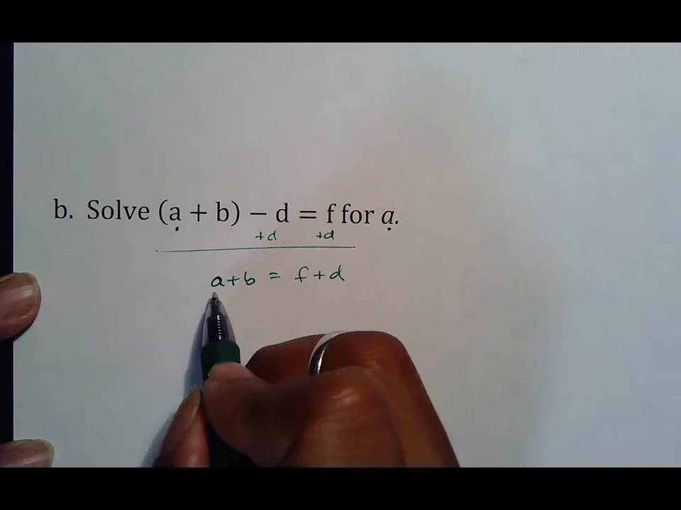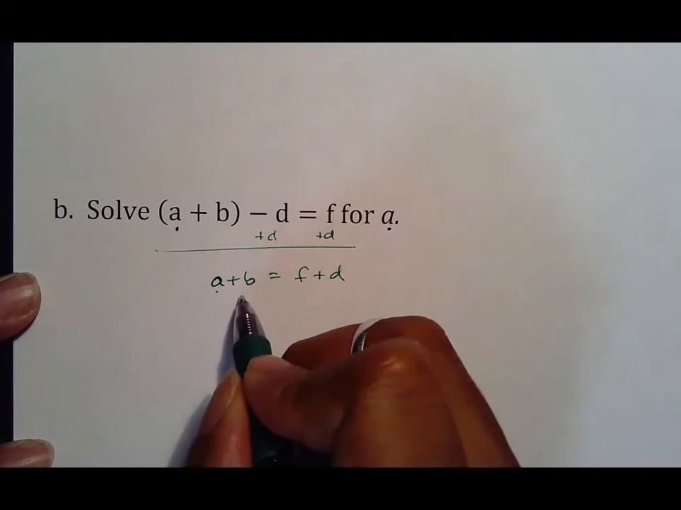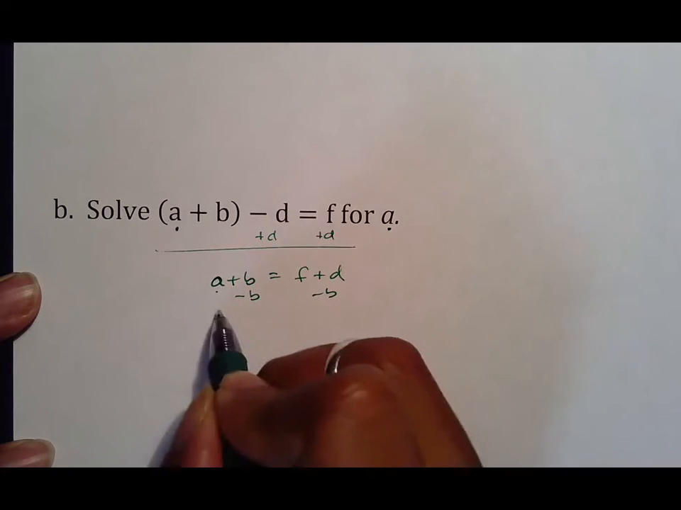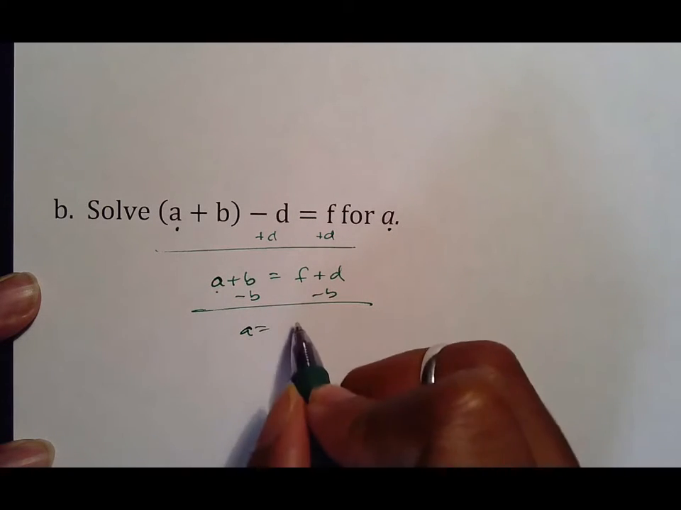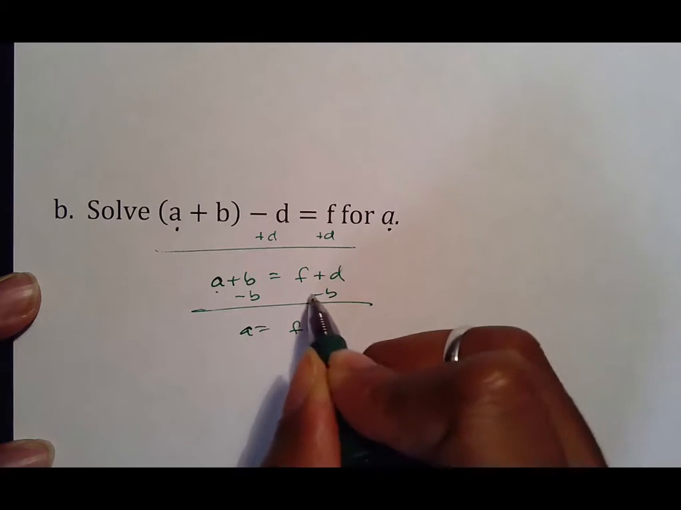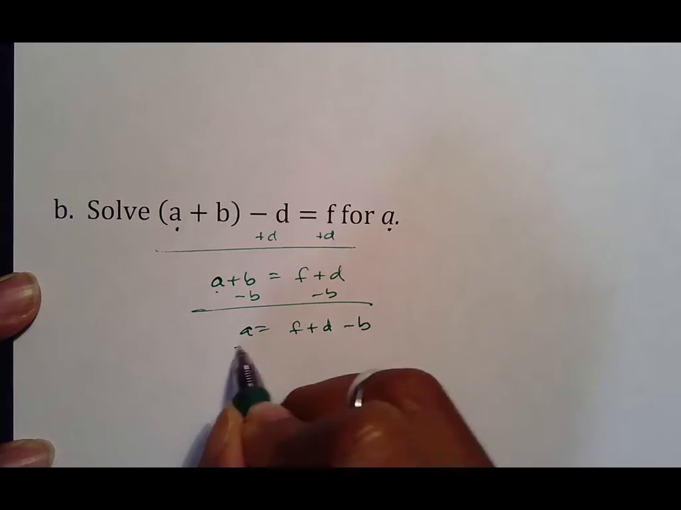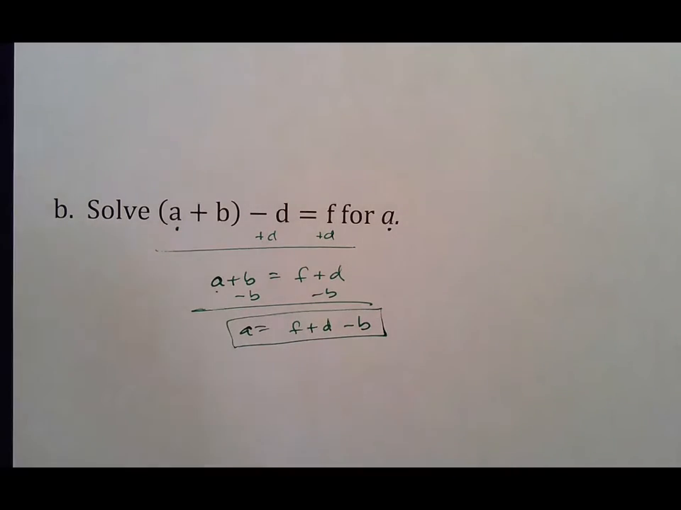And the last thing I want to do, again, I want to get a by itself, so I will subtract b. What I have here is f plus d minus b. And again, ugly answer, but that's what you would end up with. Alright.